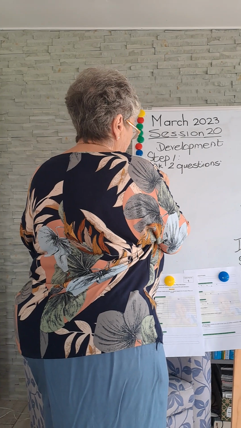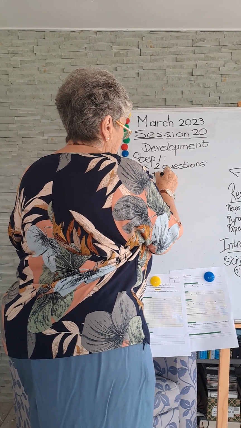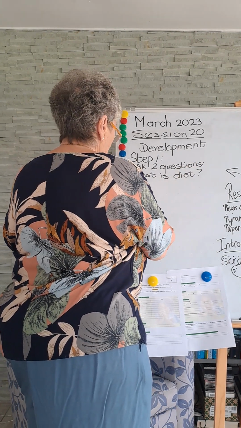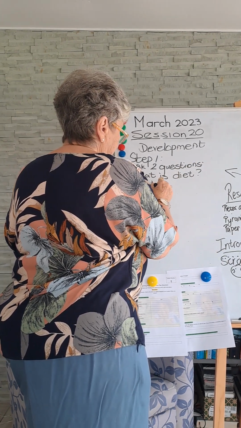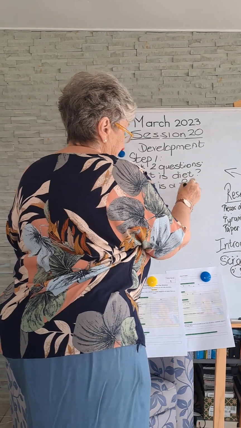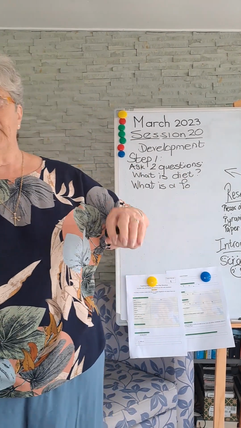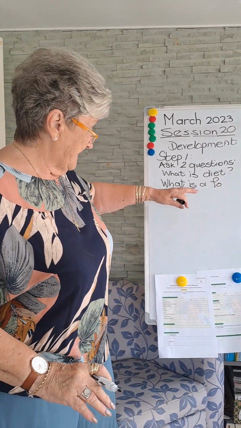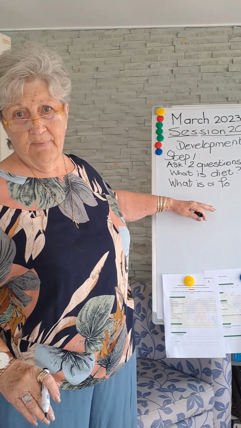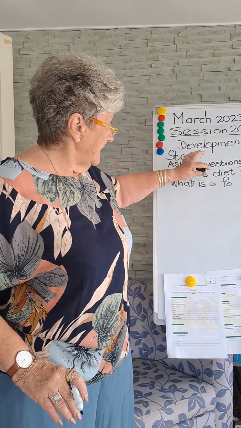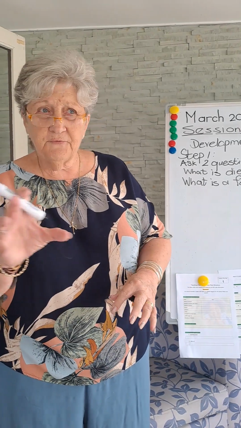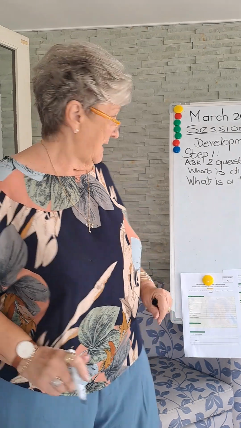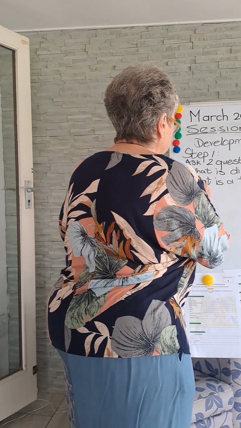And you write them here. What is diet? And what is a food pyramid? And they'll say, oh, I know exactly what it is. So good, that's very nice. But I'm going to tell you a little bit more about it. So here in step 1, you've actually asked a few questions just to find out how much they know. Now we go to step 2.